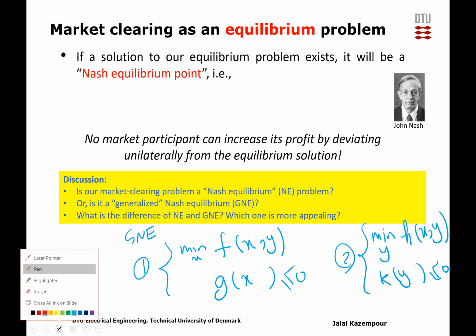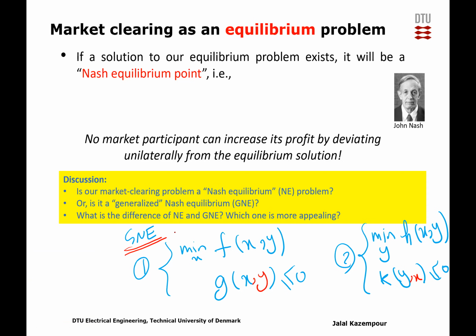But if we add y here and x here, it means that not only the objective functions, but also the constraints, the feasible space, are dependent on the decisions of the rival. Now this is generalized Nash equilibrium. Is it clear? Yeah, good. So let me get back to our equilibrium problem.